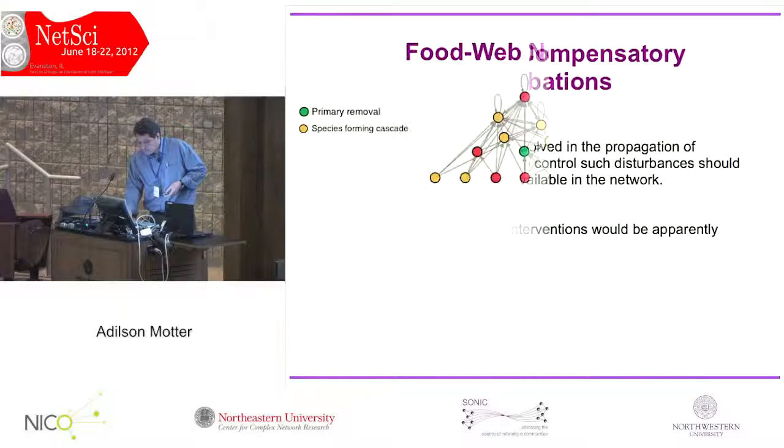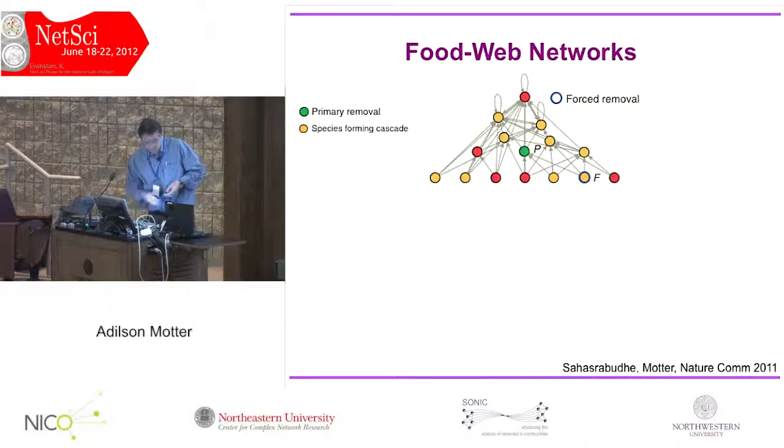Okay? A few more examples to train our intuition. In this case, I have a slightly bigger food web in which the deletion of green leads yellow to extinction. And all the other yellows can be saved by the concurrent deletion of this species here, which is a species that would go extinct anyway. So the timing of the intervention is very important. Okay? That's one thing that you can conclude from here.